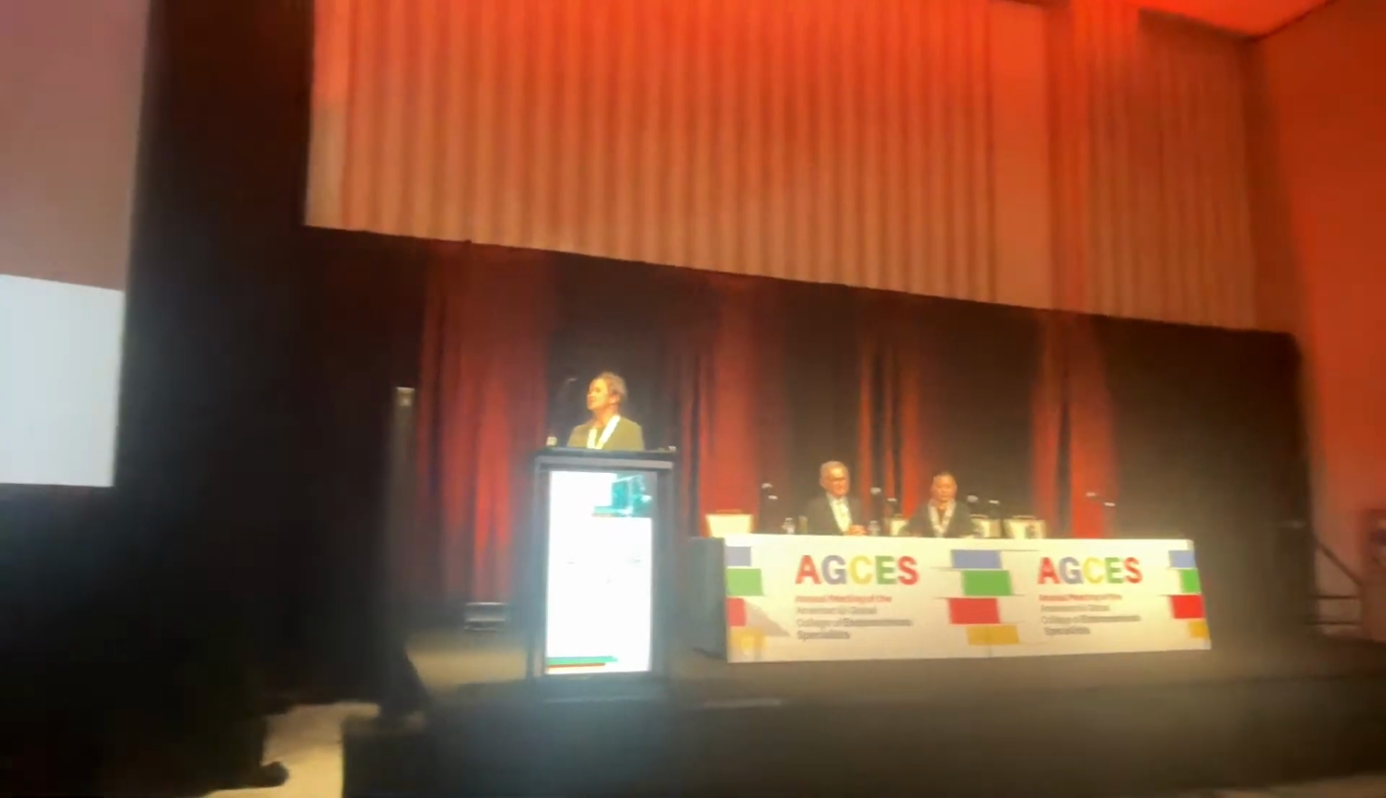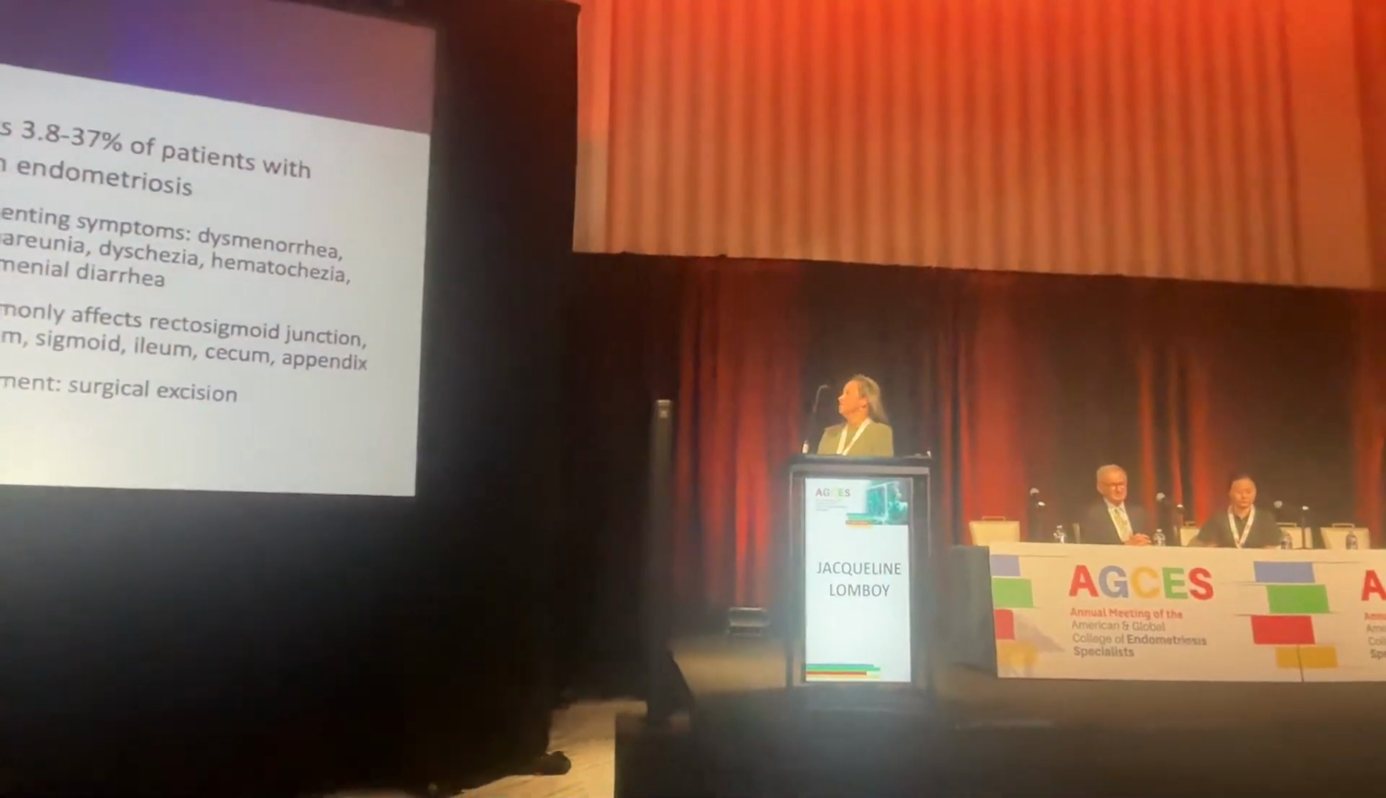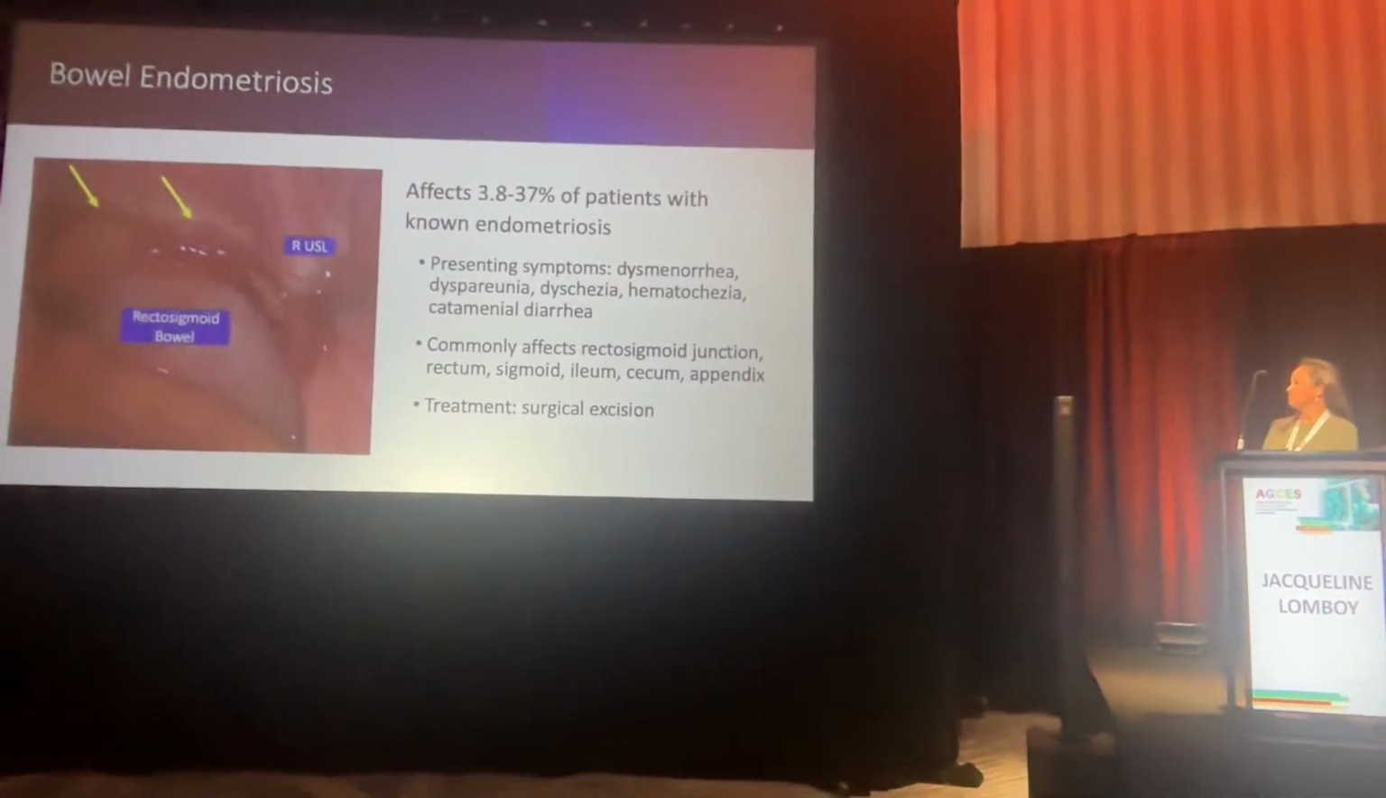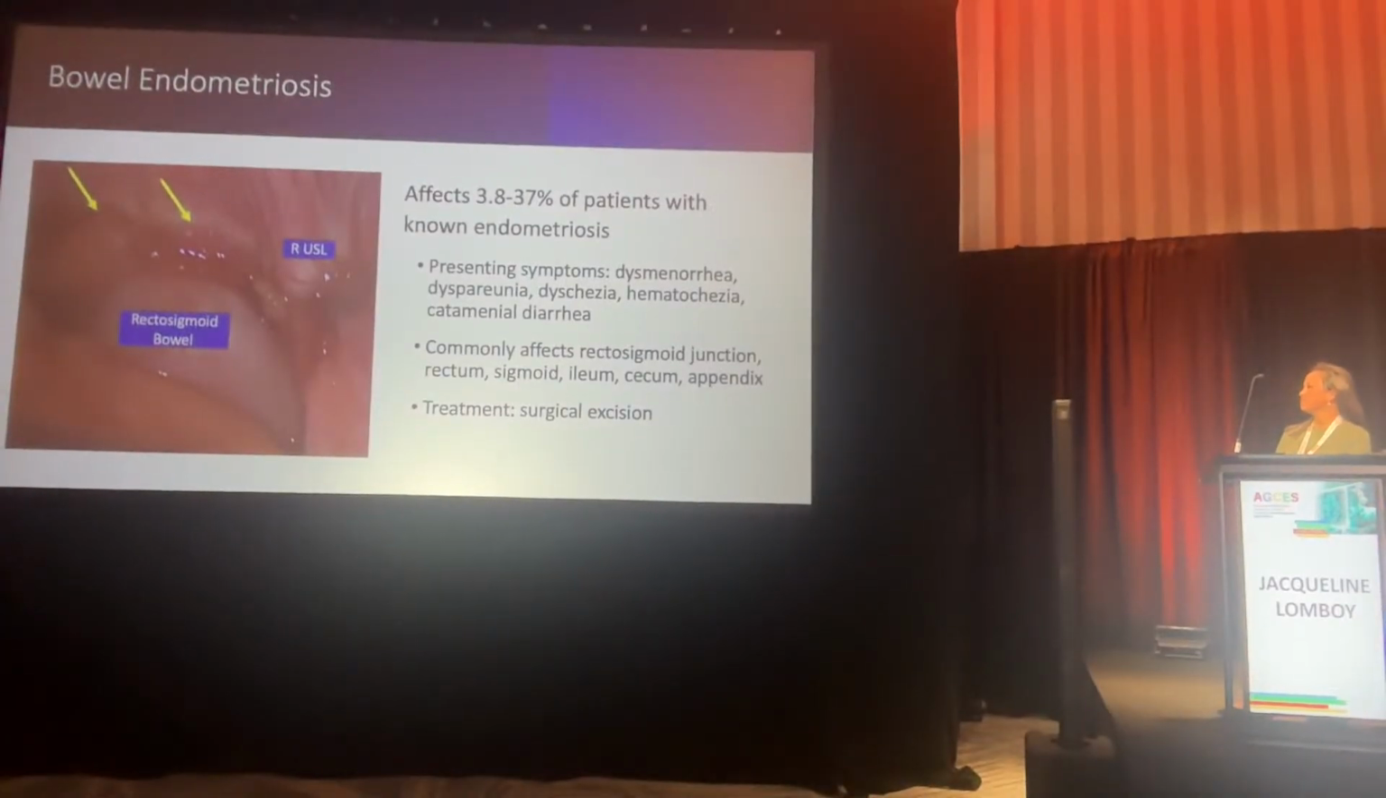Authors have no disclosures. Bowel endometriosis is a form of deep infiltrating endometriosis, representing approximately 4 to 37% of all endometriosis cases. It most commonly affects the rectum and sigmoid colon and typically presents with symptoms of dysmenorrhea, dyspareunia, and dyschezia. Some may also experience catamenial diarrhea and hematochezia.